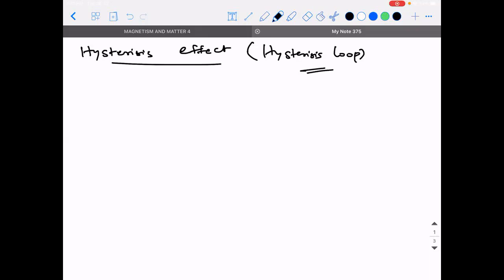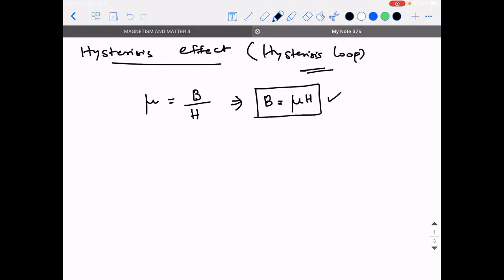Now I want you to revisit the definitions we discussed yesterday and tell me what is the mathematical definition of permeability. Mu is equal to the ratio of magnetic induction to magnetic field intensity. Very good. It is B divided by H, which implies B is equal to mu into H. Accepted?